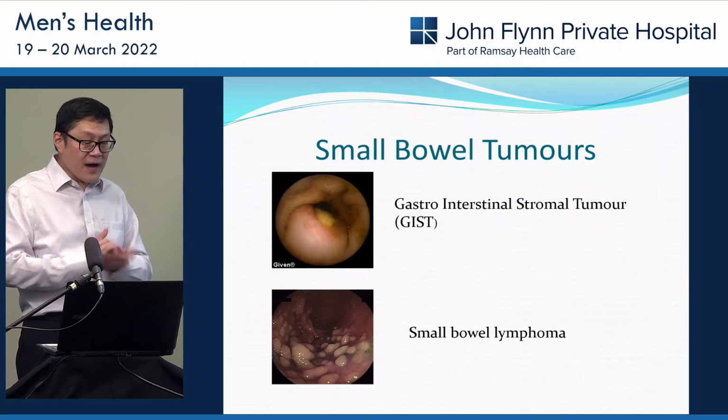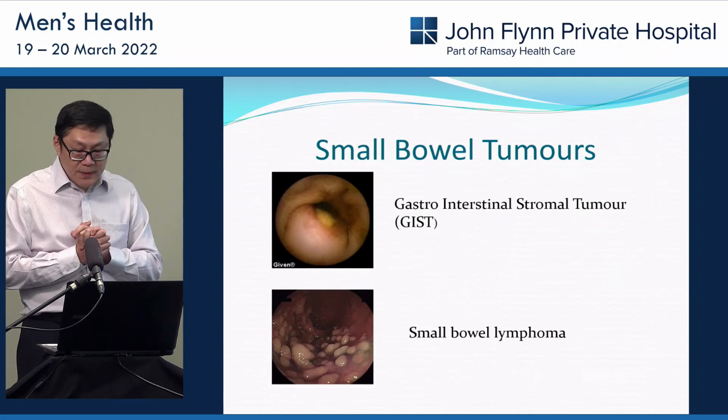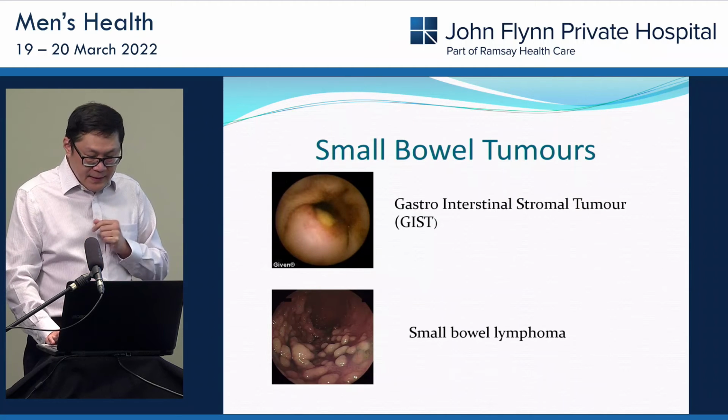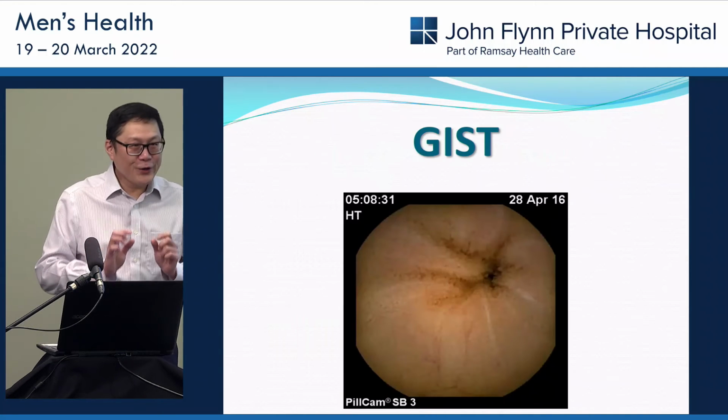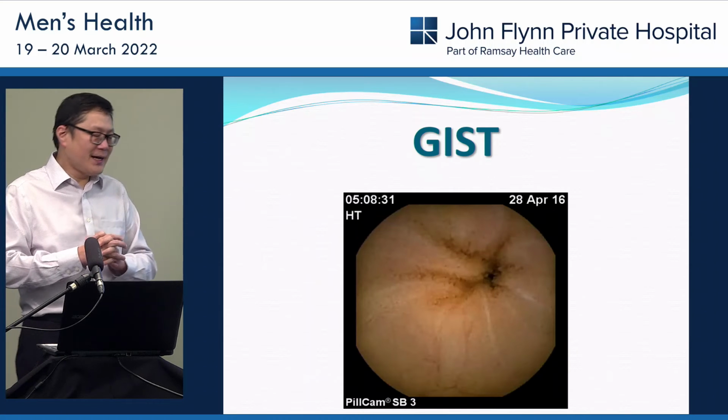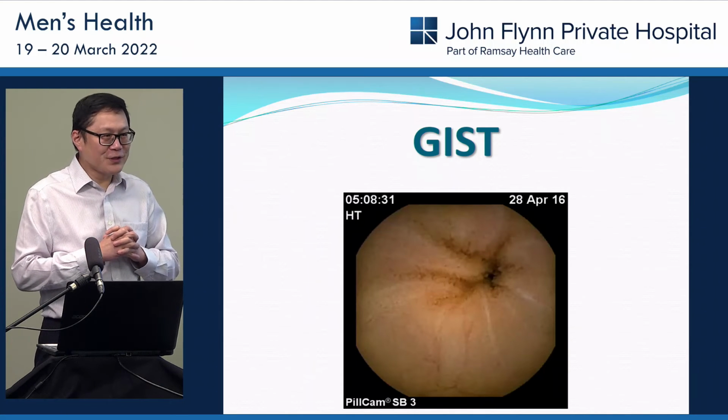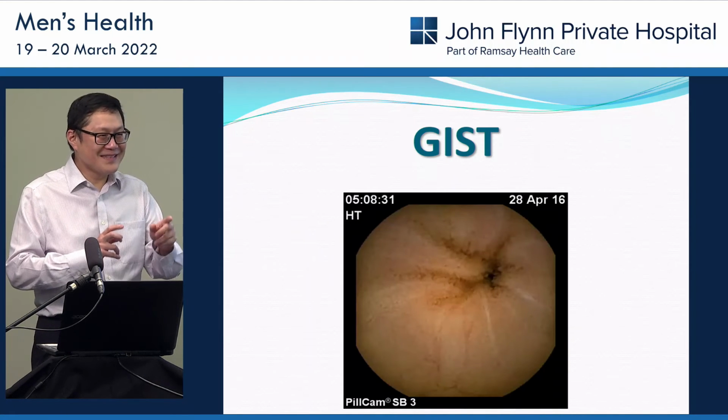Other things that we may find include small bowel tumors. Gastrointestinal stromal tumors are one of the more common ones, and other things include small bowel lymphoma. Okay, so now I've got a video, and it shows a gastrointestinal stromal tumor. Now don't blink, you might miss it.